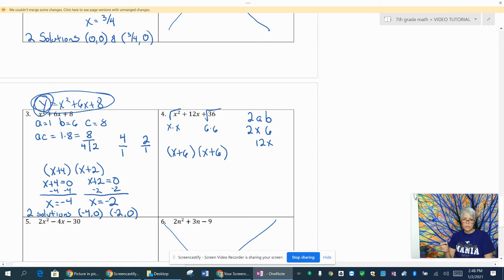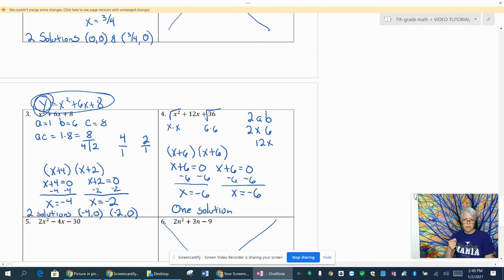Another way that we wrote that was x plus 6 squared. I'm going to go ahead and leave it like this. Now watch what happens on this one, because it looks like there's two solutions, right? Because I have two factors. But if, wait, I'm jumping the gun here. If I solve both of these, minus 6, minus 6, as you can quickly see, my x's are the same.